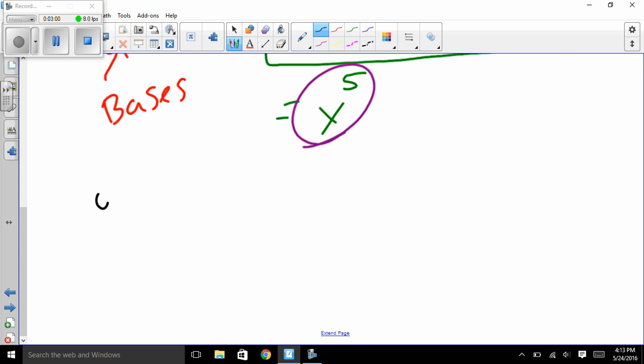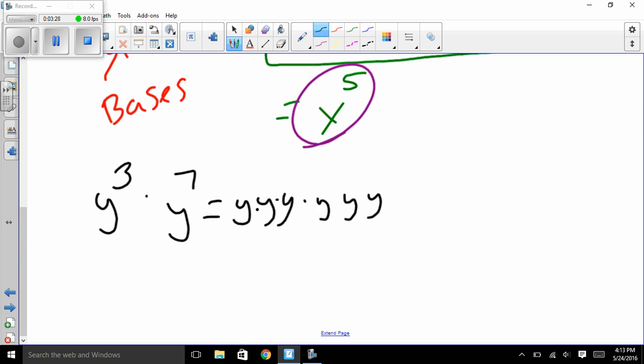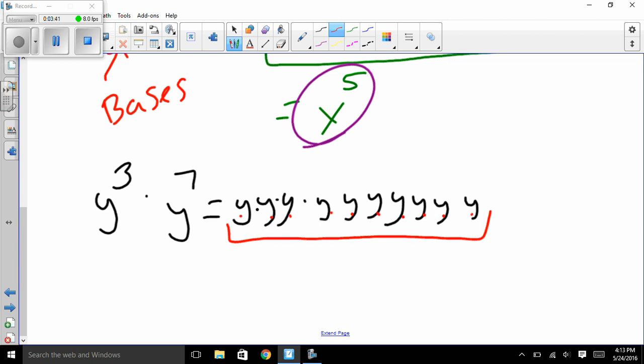Let's take a look at y to the 3rd times y to the 7th. If we expand that out for a second, I have 3 y's. Now remember, I don't need to add in those dots if I don't want to. Any variables just touching right next to each other with no operation sign being seen is just multiplication. And that's going to be multiplied by 7 more. 1, 2, 3, 4, 5, 6, 7. Let's take a look at how many y's do I have. I've got 1, 2, 3, 4, 5, 6, 7, 8, 9, 10. 10 y's. So that must mean that I have y to the 10th.